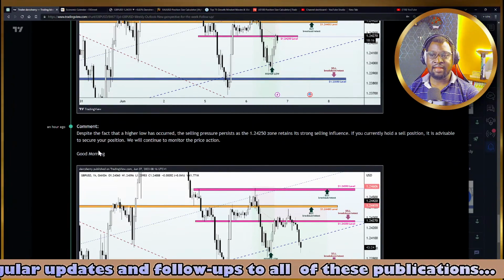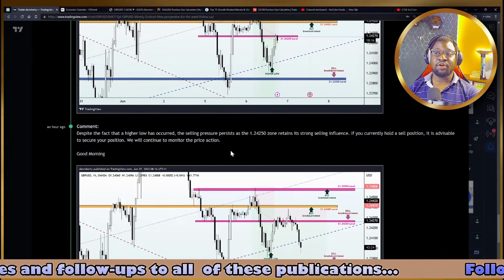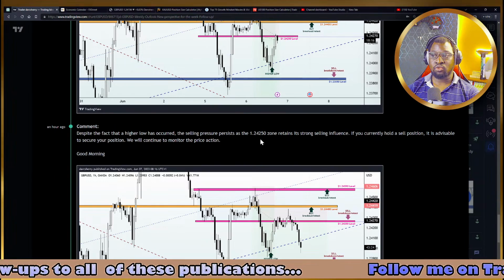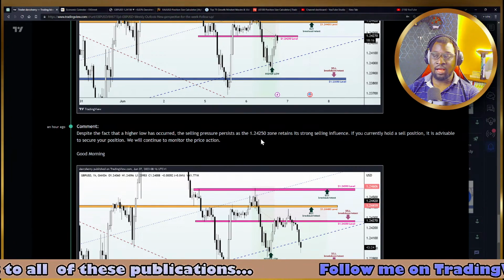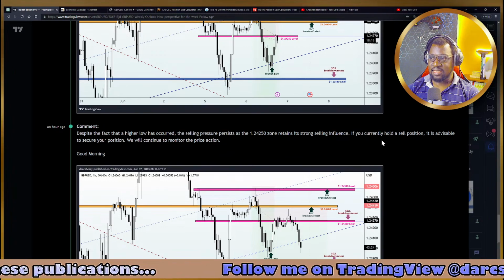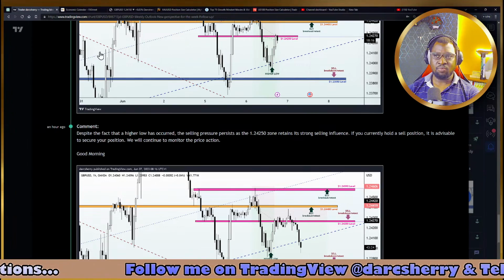So I said here that despite the fact that a higher low has occurred, the selling pressure persists as the 1.24250 zone retains its strong selling influence. If you currently hold a sell position, it is advisable to secure your position. We will continue to monitor this price action.